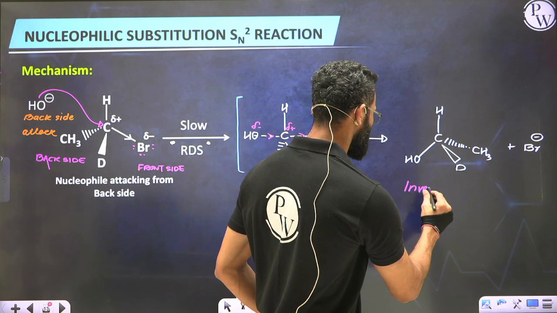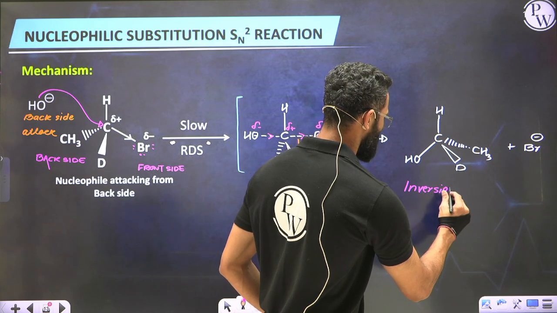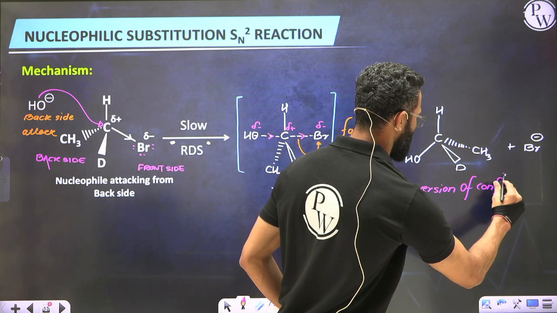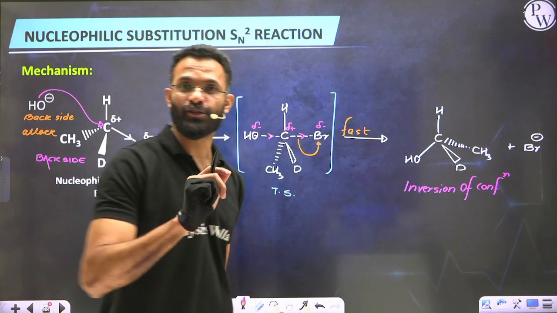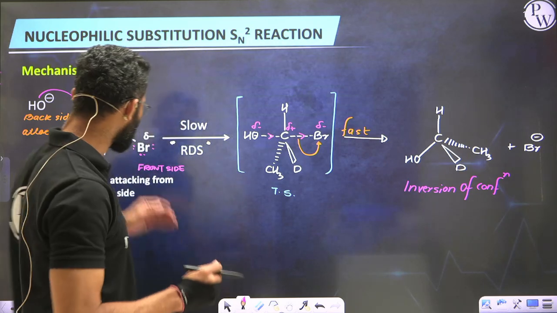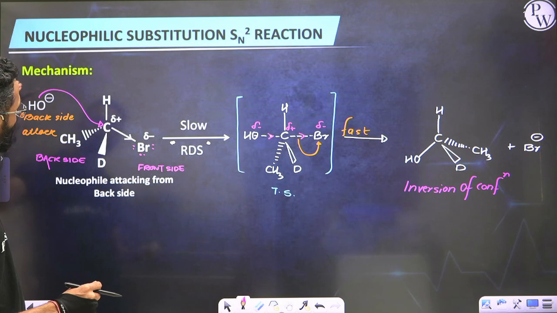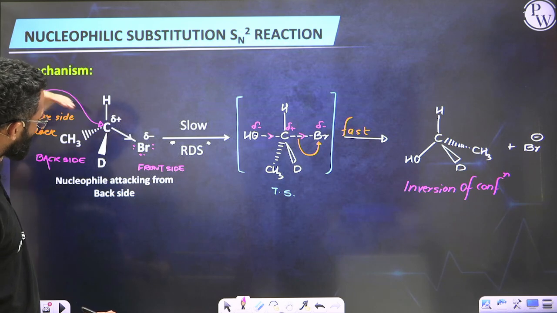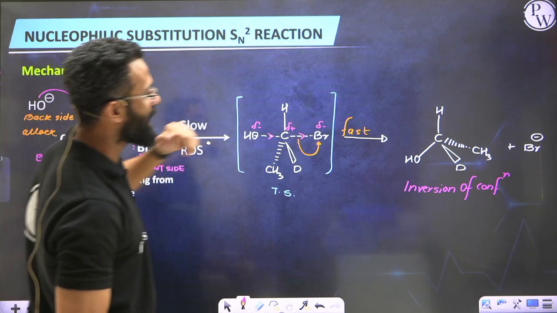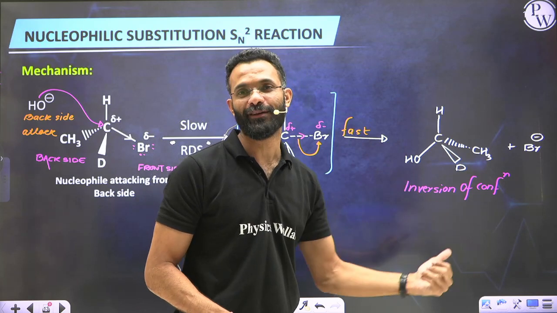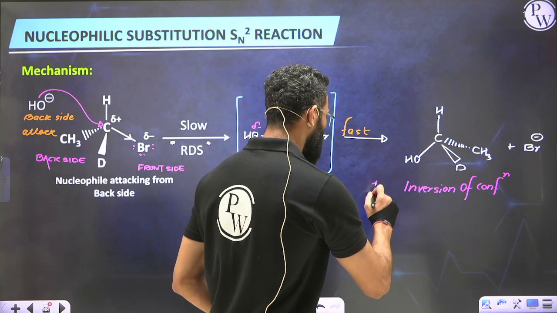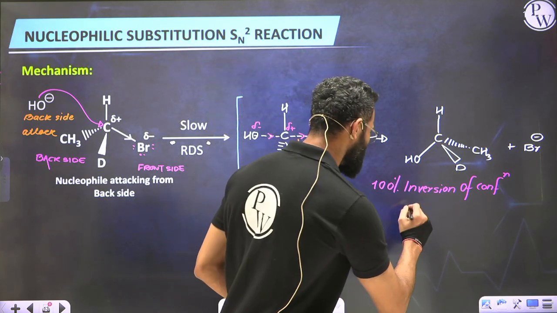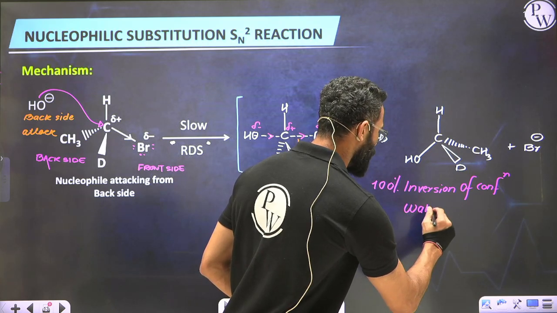So this is inversion of configuration. Now everyone, here there is no possibility of front side attack because it's a concerted step and the incoming nucleophile can only manage to attack from the back side. So all the OH attacking at the carbon will always come from the back side, meaning the entire product obtained will always have inversion of configuration. Hence we say the product is obtained with 100% inversion. This 100% inversion is also referred to as Walden inversion.